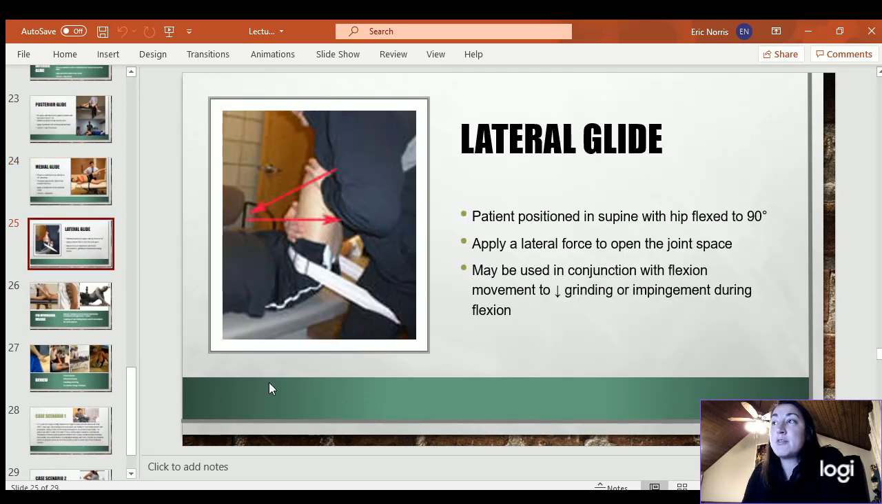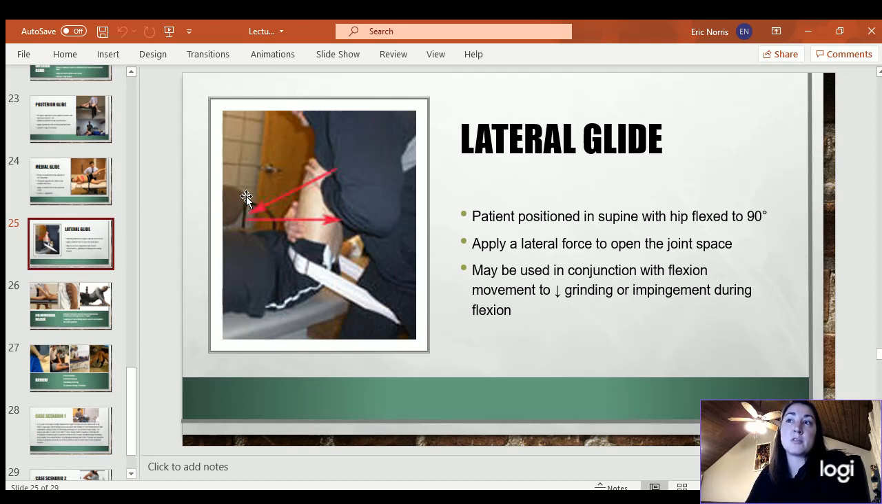With a lateral glide, we are pulling the hip straight laterally. So it kind of opens up the joint space, and it can decrease the impingement if they are having it. It's kind of a distraction force to open it up to decrease impingement. So with this hand, he's just stabilizing.